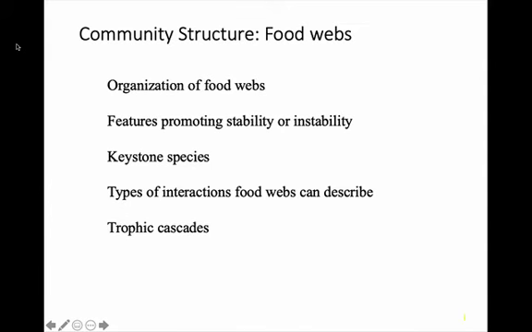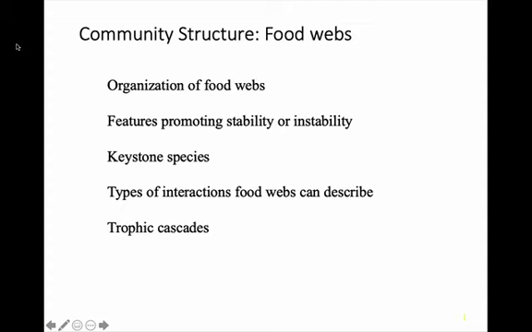In this presentation, we'll talk about the structure of communities, and we typically think of that in terms of food webs. So first, we'll talk about the organization of food webs, just the basic terminology and what we mean when we say a food web. We'll then move on to consider 4 features of food webs that promote their stability or instability.